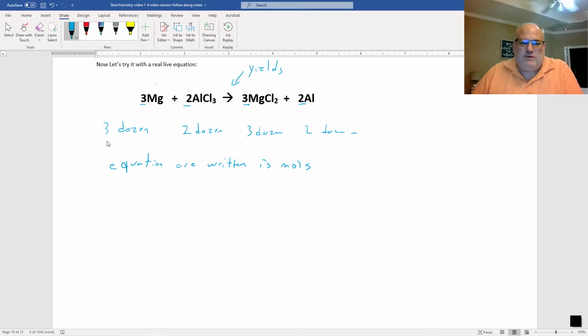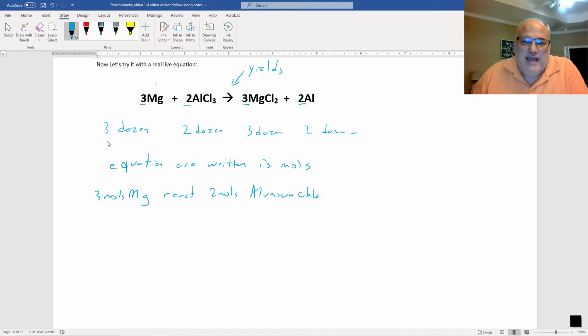What that means is when I'm actually reading this off, what I should be reading is this. When I take 3 moles of magnesium and react them with 2 moles of aluminum chloride, I will get 3 moles of magnesium chloride. I grew tired of writing the whole long way. And 2 moles of aluminum.